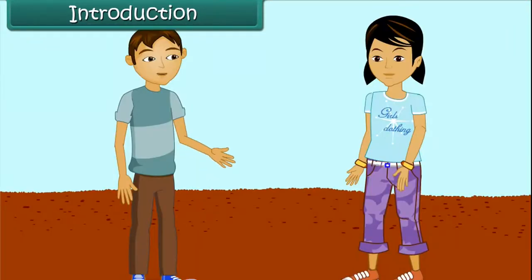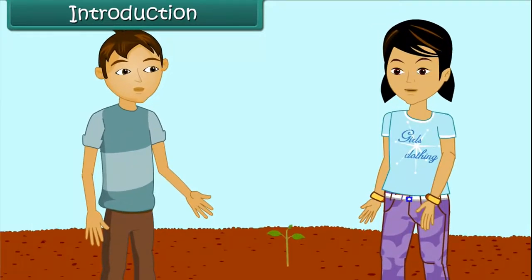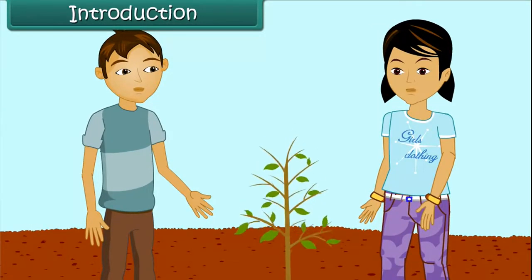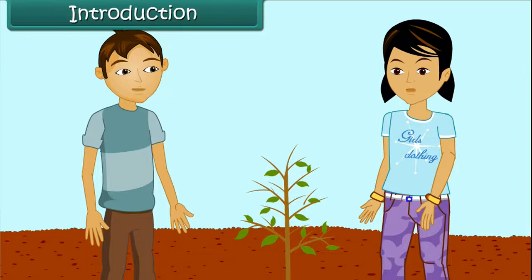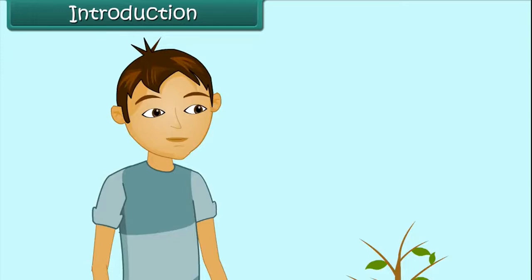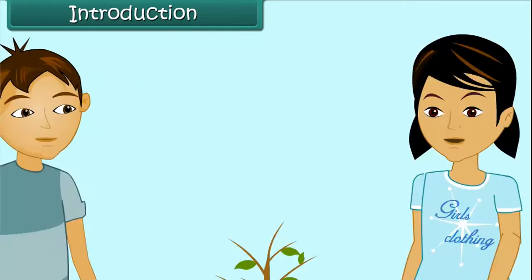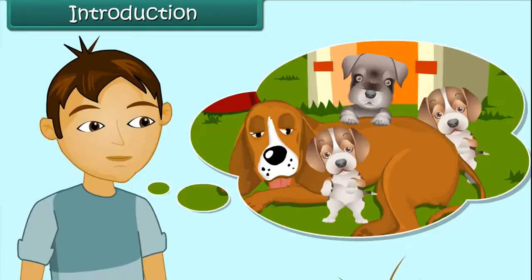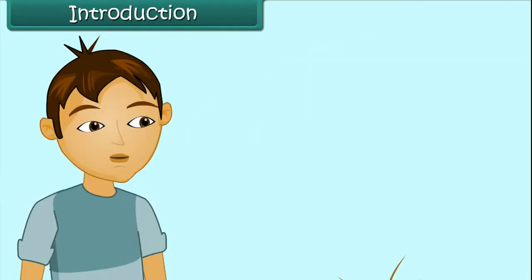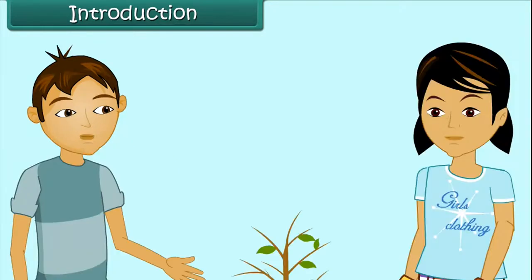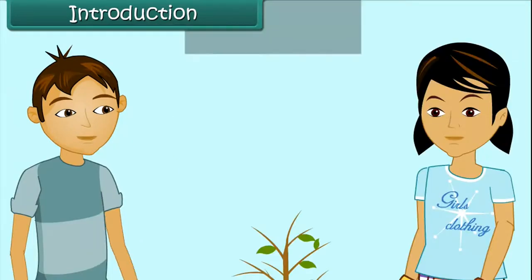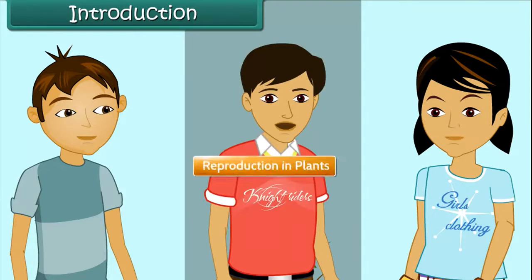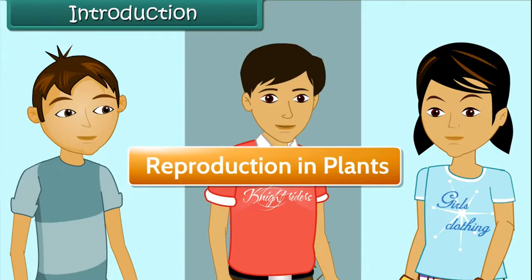But why are you sowing these seeds? It's simple, Aman. When seeds germinate in the soil, a new plant will grow up. That's interesting. Do all plants grow due to seeds? No, Aman. There are various methods by which plants reproduce. You mean to say that, like the animals, plants also reproduce? Yes, Aman. This has created an interest in me to learn about reproduction in plants. Come children, let us learn about reproduction in plants.